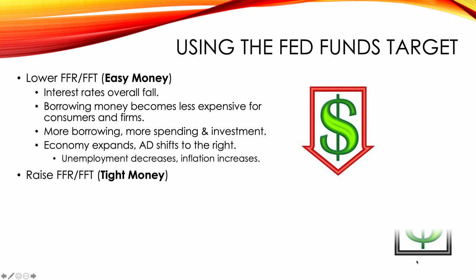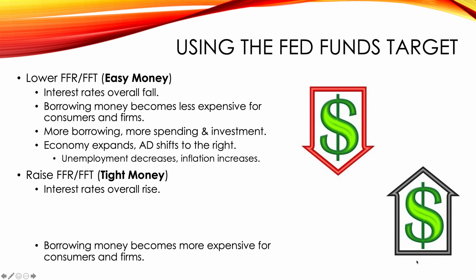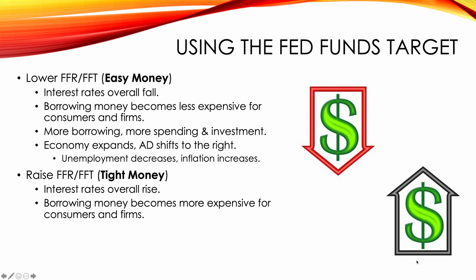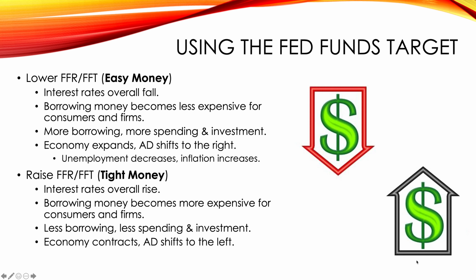Now the opposite will happen using what's called tight money. This is contractionary monetary policy. So if the Fed sets a higher target for the federal funds rate, that means interest rates overall are going to increase, which means borrowing is now more expensive for consumers and for firms. And since it's more expensive to borrow money, consumers and firms are not going to borrow as much, which means they're not going to spend as much. It's the exact opposite of the process we just talked about. That's going to contract the economy. Aggregate demand is going to shift to the left. And if you remember what that means, it means real GDP is going to decrease, which means unemployment is increasing. But inflation will decrease, right? The price level might go down or might rise by a slower speed.